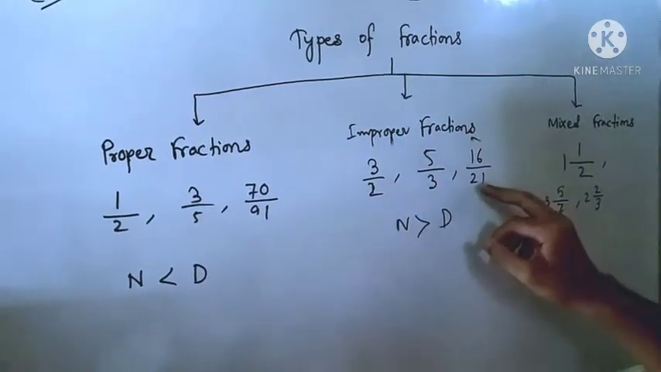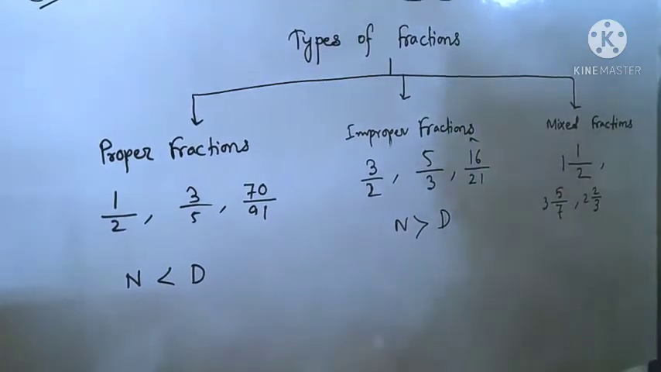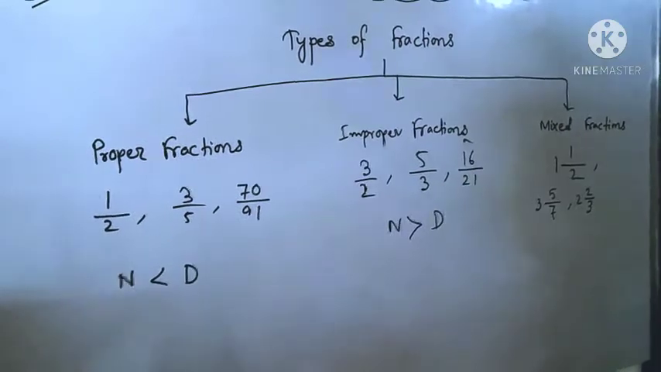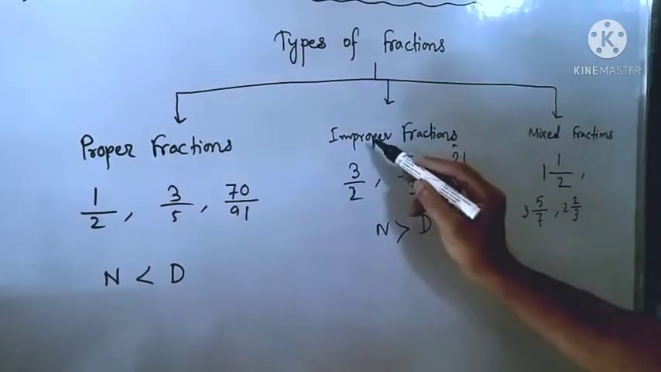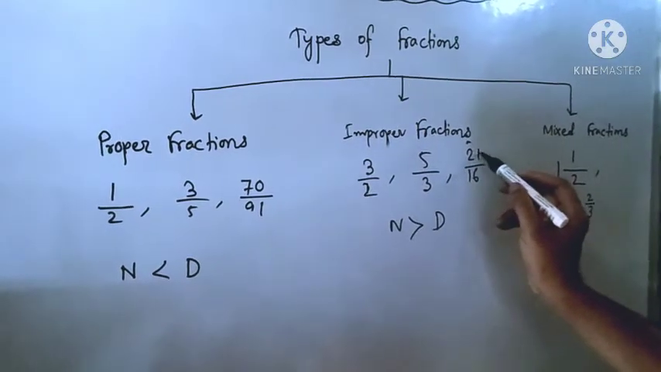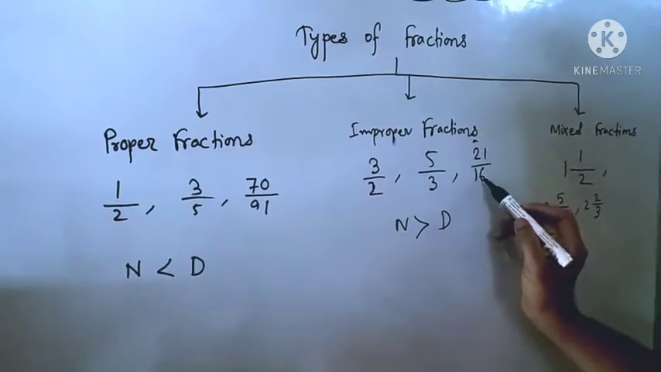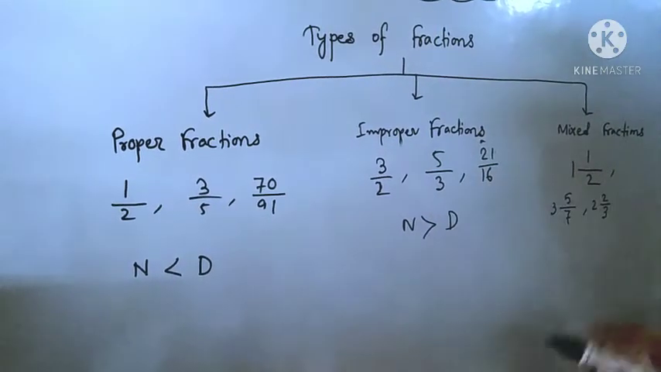Here the numerator is 21 and the denominator is 16. So here you can say in improper fractions the numerator is greater than the denominator. That is, 21 is the numerator and the denominator is 16, and 21 is greater than 16. So this is an improper fraction.